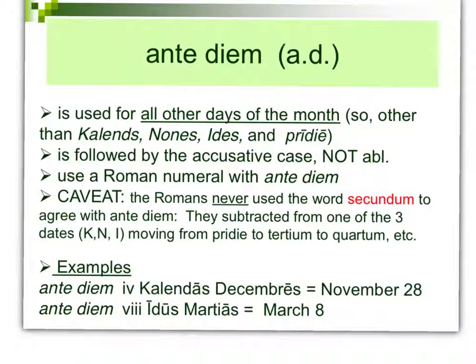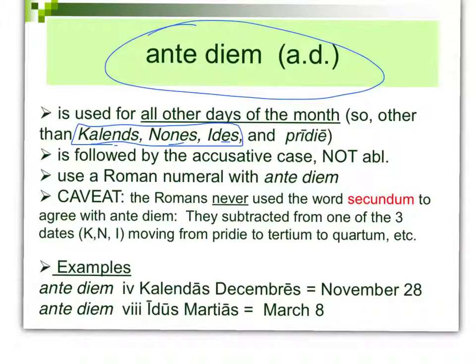So the term ante diem is used for all other days of the month. So other than using Calends, Nones, or Ides in the ablative when the date falls on one of them, or the term pridie, most days of the month will have the words ante diem. Like pridie, it is followed by the accusative case and not the ablative. And use a Roman numeral with the expression ante diem. You could use an ordinal number, but Roman numerals are a lot easier than that.